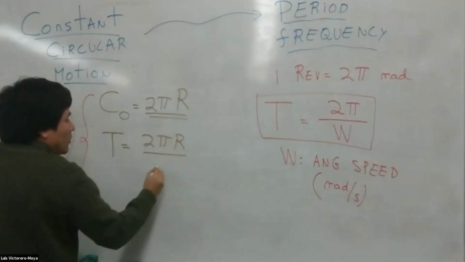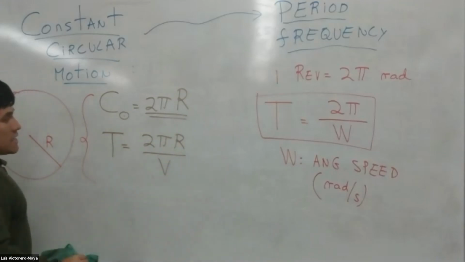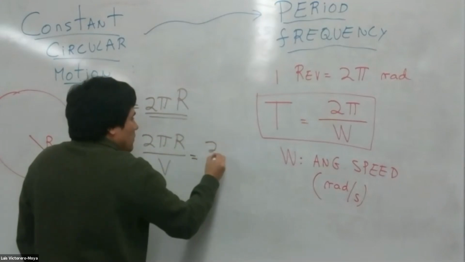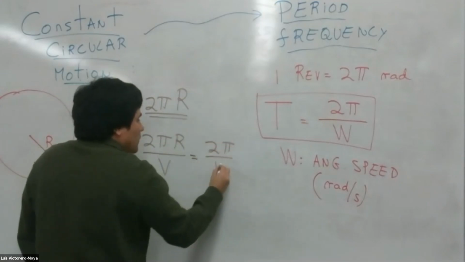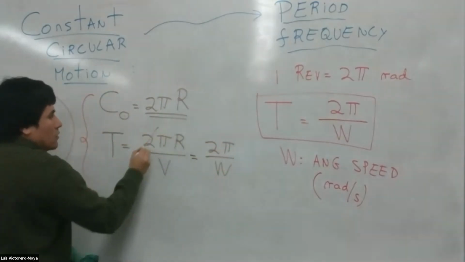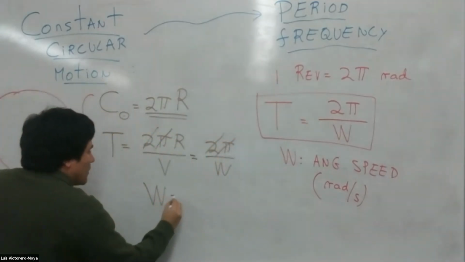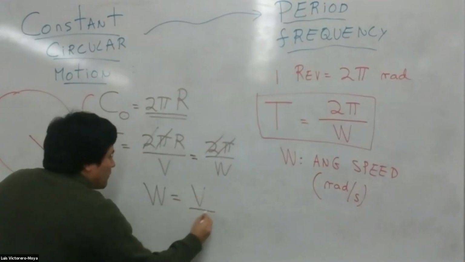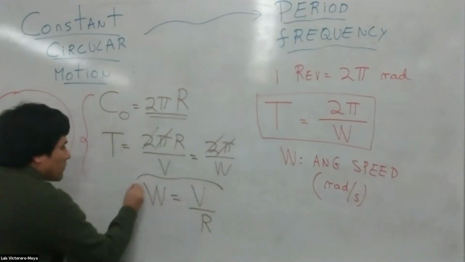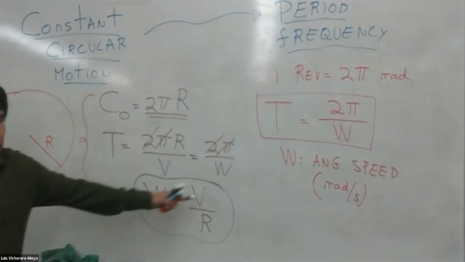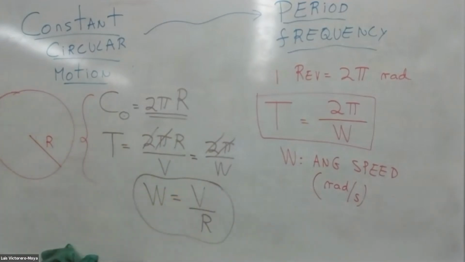Now I can use V. What's omega? Omega is equal to the linear speed divided by the radius. There you are. That's how you relate those three variables.